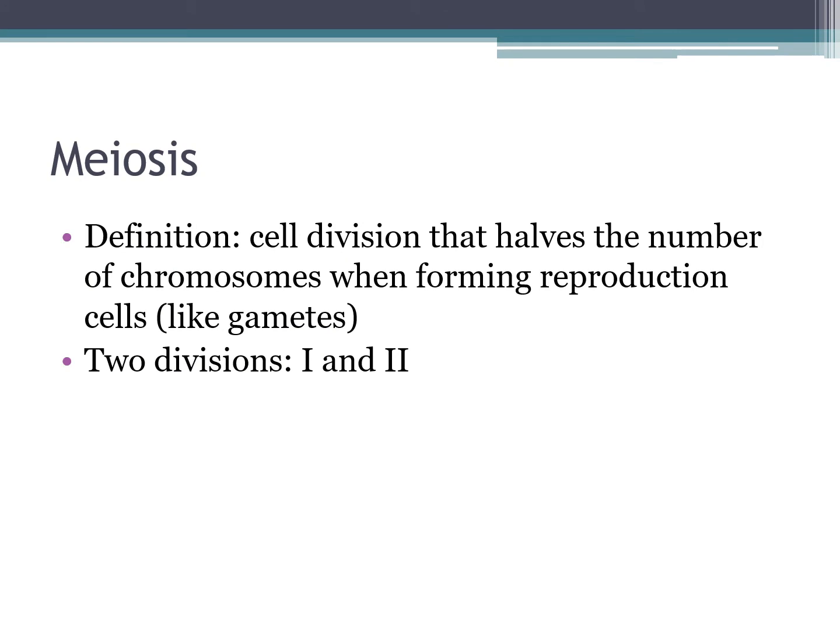All right, so what exactly is meiosis? Meiosis refers to cell division that halves the number of chromosomes when forming reproductive cells, so gametes. Mitosis was the formation, or you can say the making of copies, of cells that are not sex cells. Meiosis is focusing on the gametes, so sperm and egg. There are two divisions called meiosis 1 and meiosis 2.